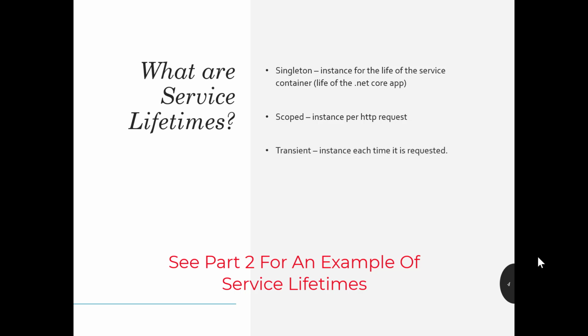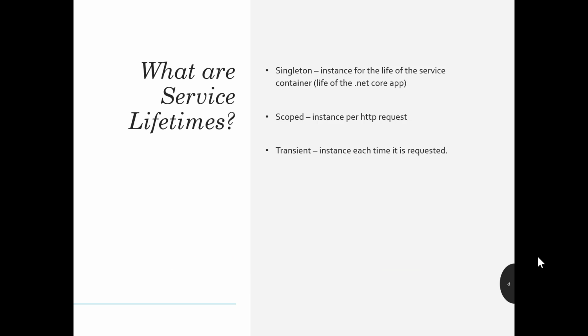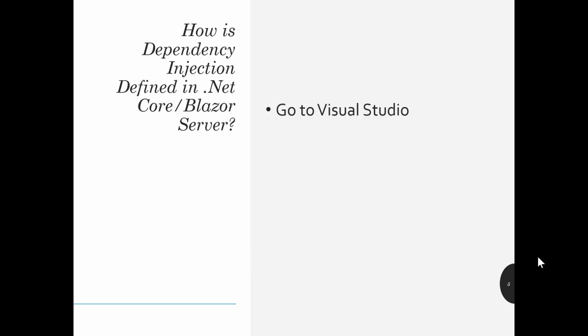The last lifetime is transient. That says that every time you create or request the object, you're getting a new instance of that object. And I have an example that we'll cover a little bit later in this video that'll take you through the lifetimes and show you an example of a person service that has a singleton life, a scope life, and a transient life. And I'll show you how the first name property of that object reacts. Let's go into Visual Studio and see how we define dependency injection.